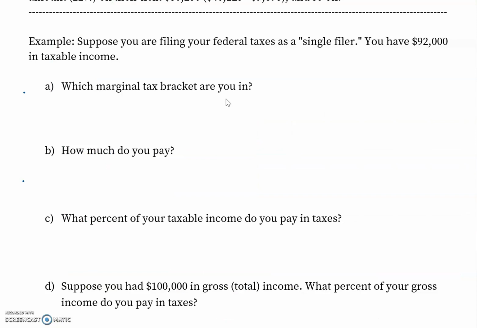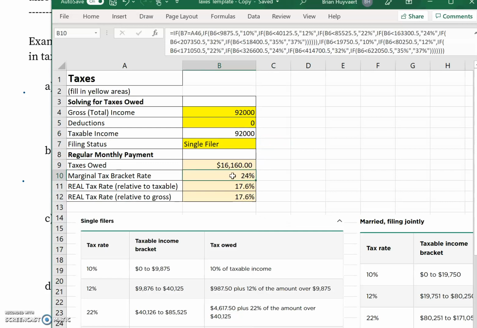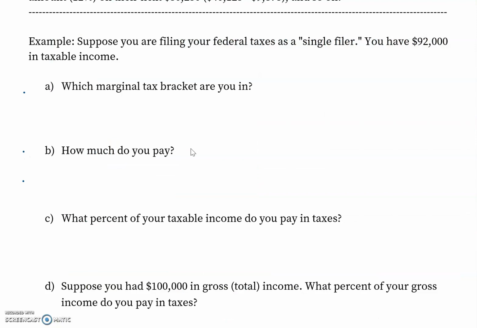So which marginal tax bracket are you in? How much do you pay? Well, which marginal tax bracket? We are in the 24% bracket. We pay $16,160. So 24%, $16,160.